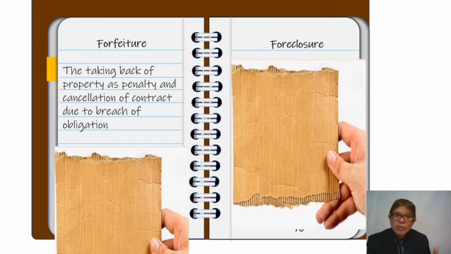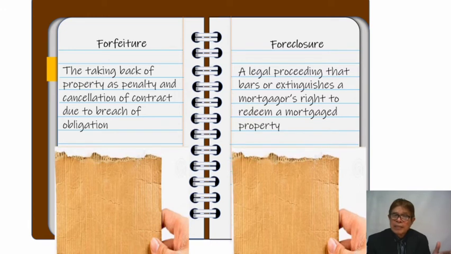While foreclosure is a legal proceeding that bars or extinguishes a mortgagor's right to redeem a mortgaged property. Since the title is normally in the name of the buyer, as in the case of a bank loan, foreclosure is the right process because buyers are given 1 year to redeem the property, but if the buyer cannot redeem by paying in full, the property is foreclosed.